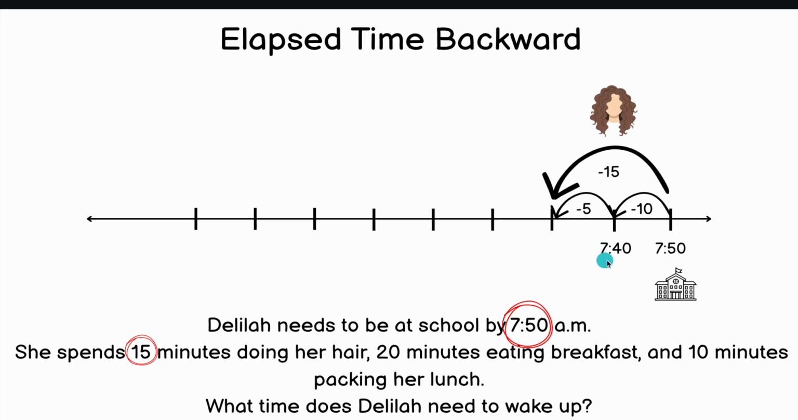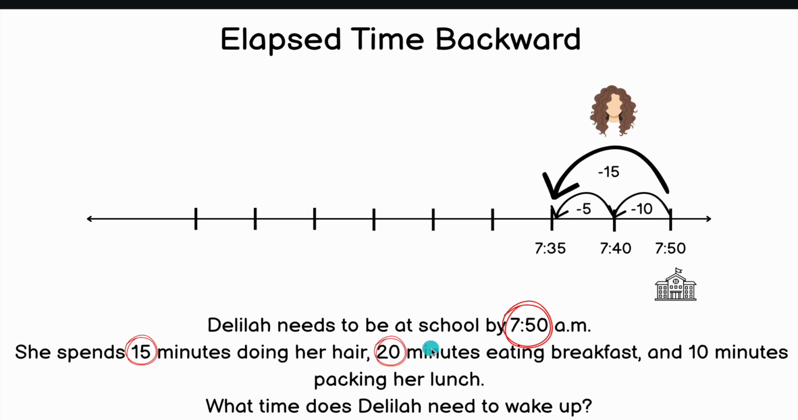Let's think. 7:40 minus 5. We know that will be 7:35 because 7:35 plus 5 is 7:40. So we know 7:40 minus 5 minutes means it's 7:35. Delilah starts doing her hair at 7:35, and it takes her 15 minutes.